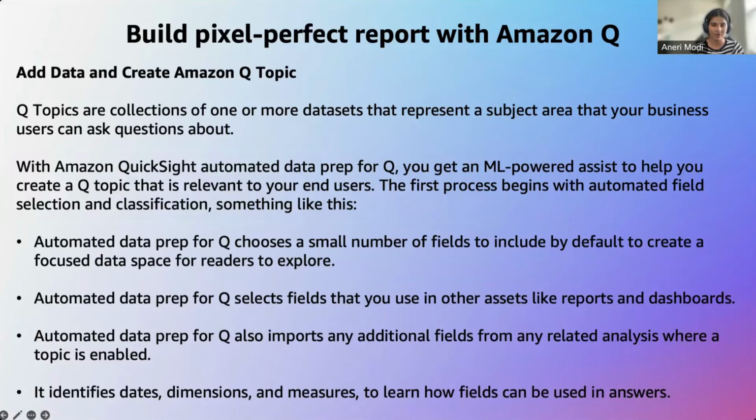So when you start the first process, it begins with the automated field selection and classification. So Amazon Q would be choosing a number of fields to include by default, and to create a focused data space for your reader to explore. Now, you can also go ahead and change some of the settings after the default has been created. And the automated data prep also includes fields which you can use in other assets like your reports and your dashboards. And one of the other steps is that it also imports any additional field from any related analysis whenever a topic is enabled. So in this way, your Amazon Q topic identifies the fields, which might be your dates, dimensions, and measures, to learn how the fields can be answered in a question. And it also imposes some AI suggested questions which you can ask your data and also explore it further.